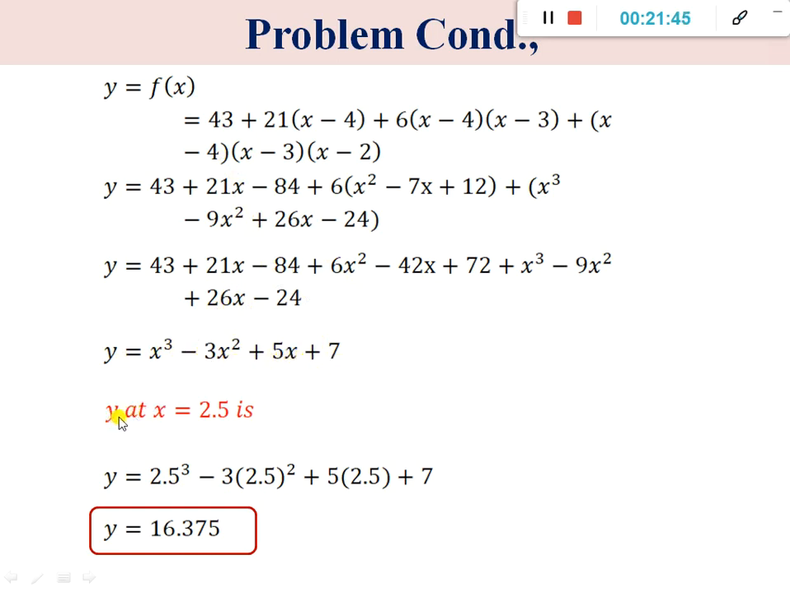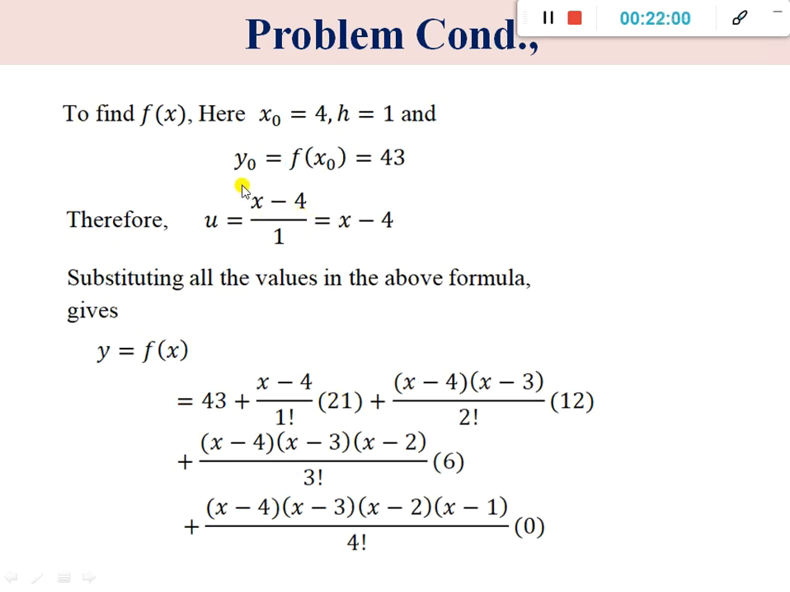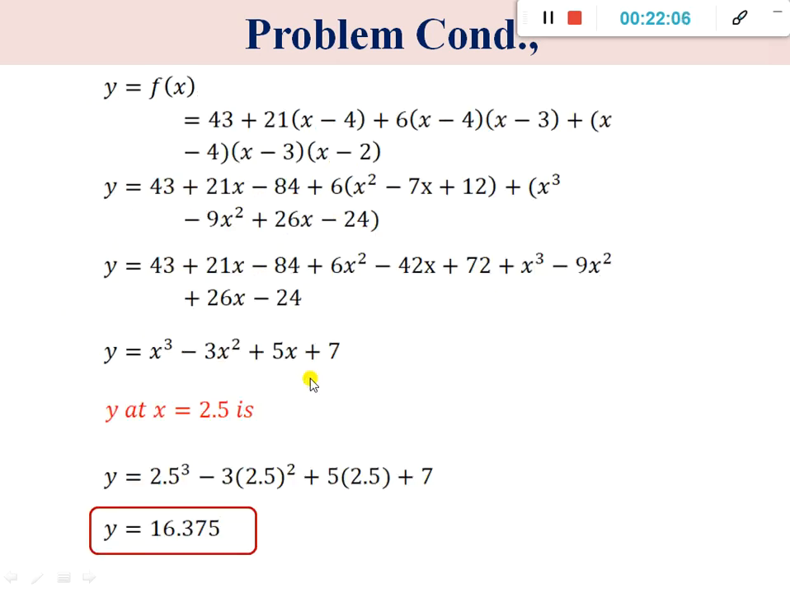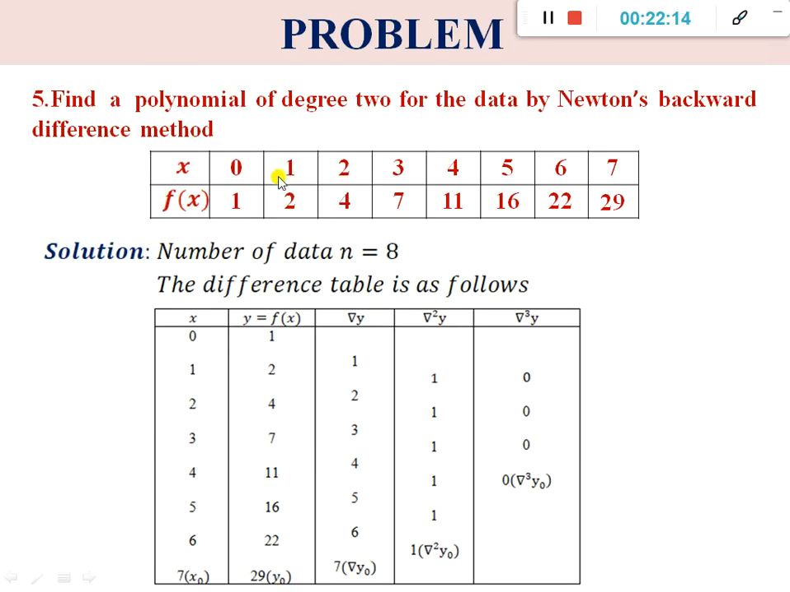So we need to find the y value at x equal to 2.5. After replacing this x value in the above polynomial, we will get y is equal to 16.375. Likewise we can also simplify otherwise. In the previous problems, we substituted the x value early, but in this problem, after finding the polynomial, we substitute x. So this is also another way of simplification. So let us have the next problem.